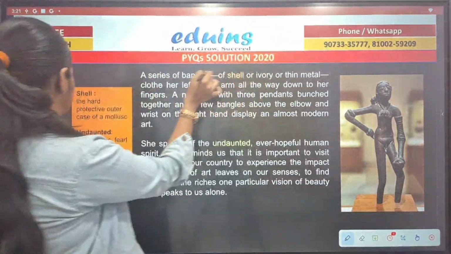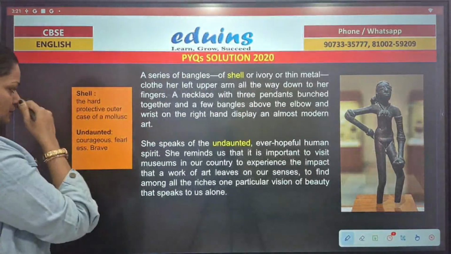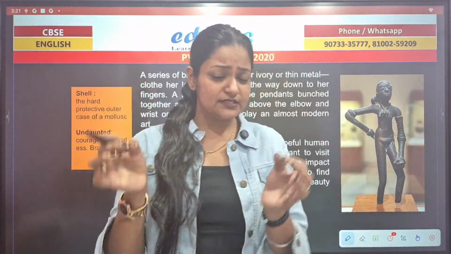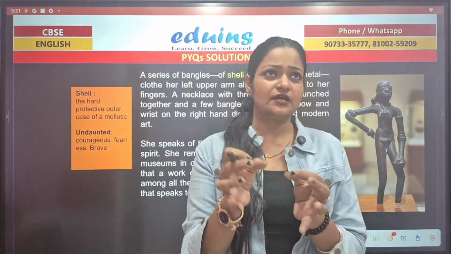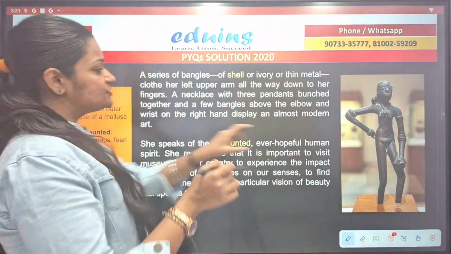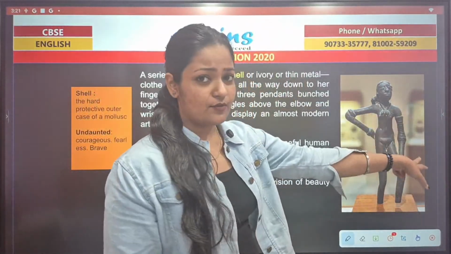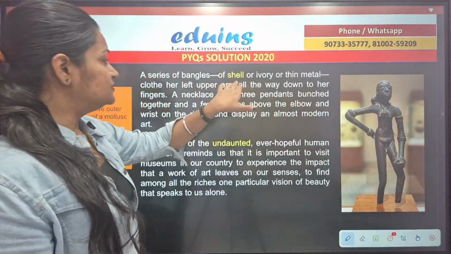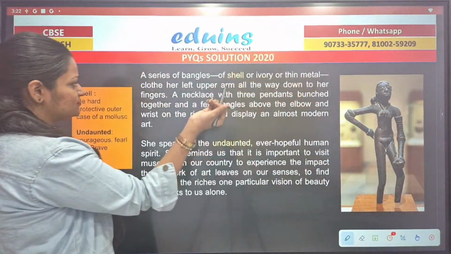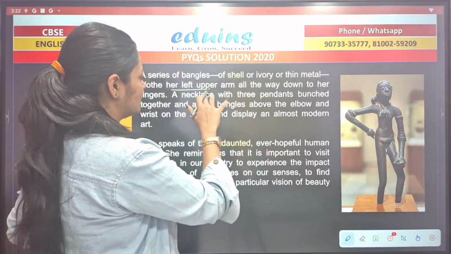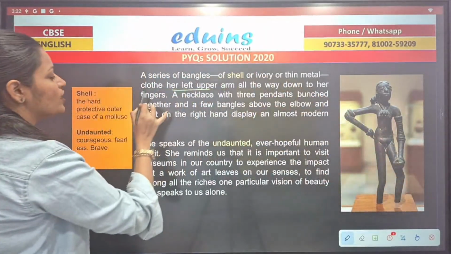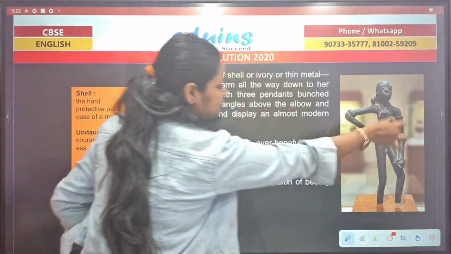Now what does this shell mean? Shell means the hard protective outer case of a mollusk. Okay, the outer shell, the hardest protective shell of a mollusk, means the snail, or you can say cowrie shells. So the series of bangles of cowrie shells, as you can see in the left arm of the dancing girl. And ivory means elephant tusk. Left upper arm all the way down to her fingers. Till this finger she is wearing that.